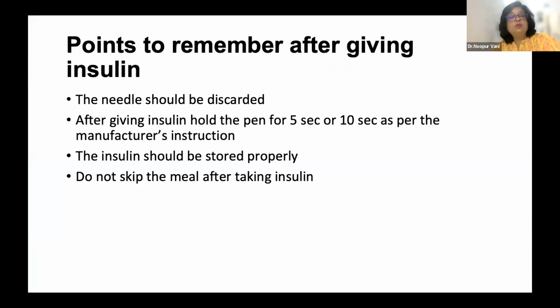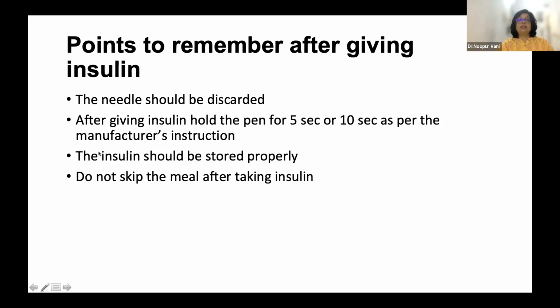So the points to be remembered after giving insulin. We've talked about how to keep insulin, how to give insulin, how to titrate the insulin. After giving insulin, what are the main points? The needle should always be turned, should be broken and then discarded, so that if it is thrown into the garbage, the animals there or the rag pickers should not damage their hands. After giving insulin, the pen should be held for 5 to 10 seconds. The storage should be proper. Even after taking insulin, the needle should be capped. We often see patients not capping the needles. And of course, do not skip the meal after taking insulin.